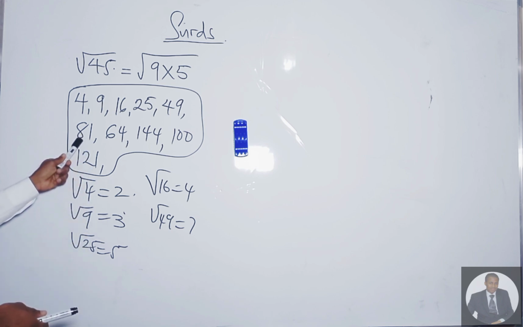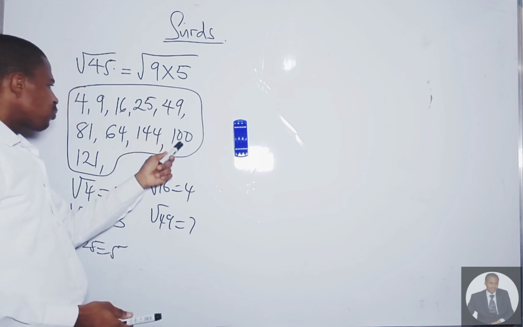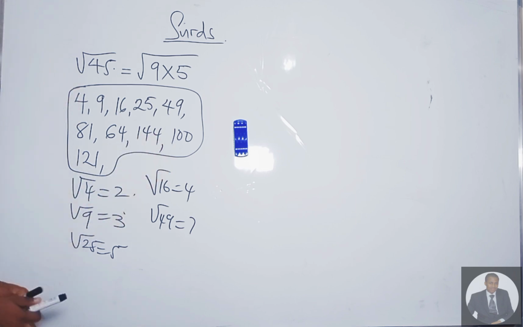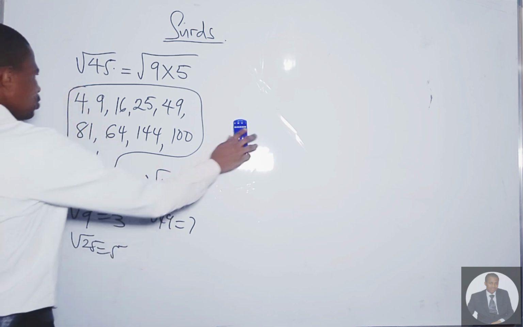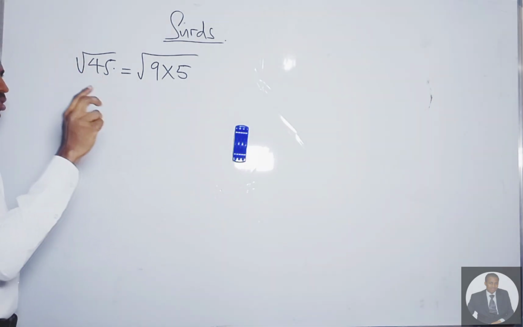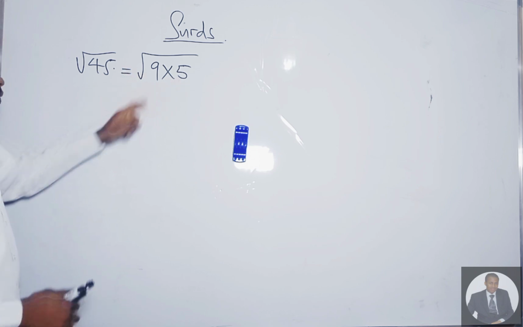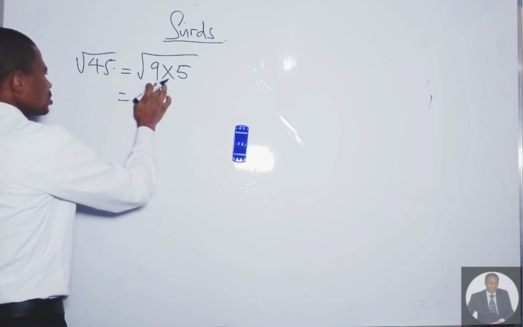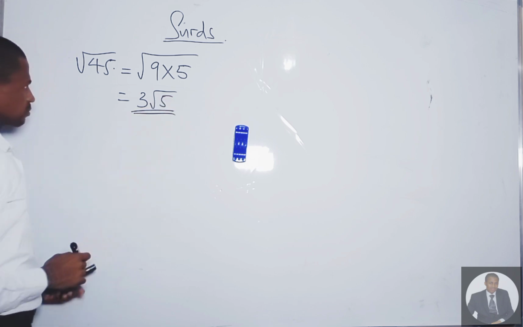The square root of 81 is 9. The square root of 64 is 8. The square root of 144 is 12. The square root of 100 is 10. The square root of 121 is 11. So perfect squares are numbers that when we find their square root, it gives us another integer without a decimal. So the rule for surds: we divide the number into at least 2 factors, at least one of which must be a perfect square. So it's something like this. What is the square root of 9? That's 3. Then we leave it this way.